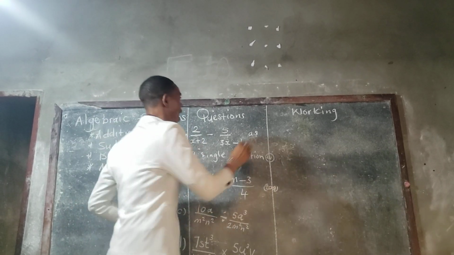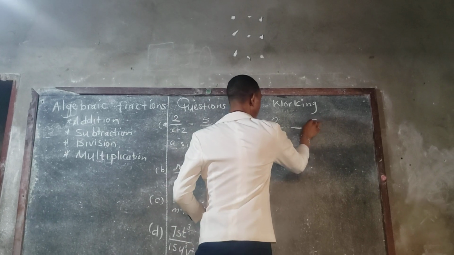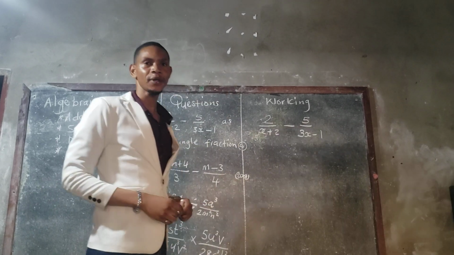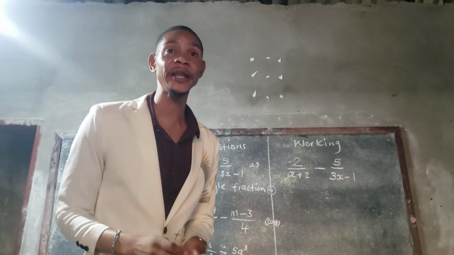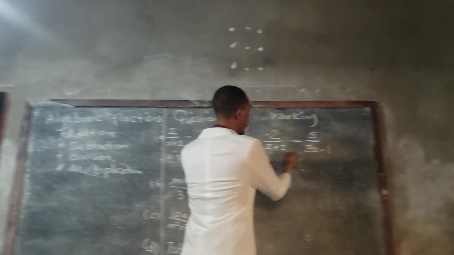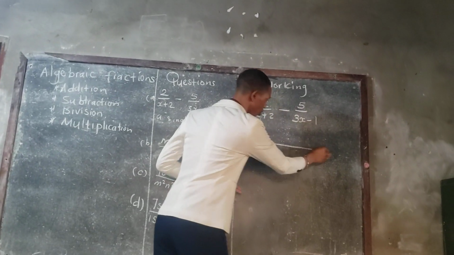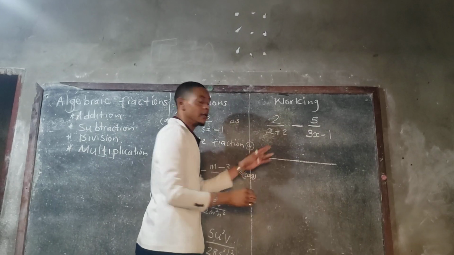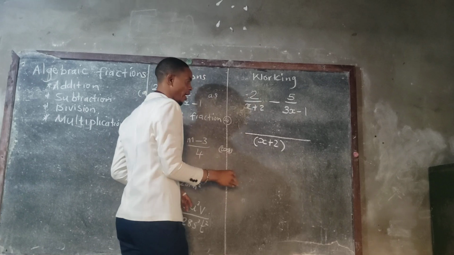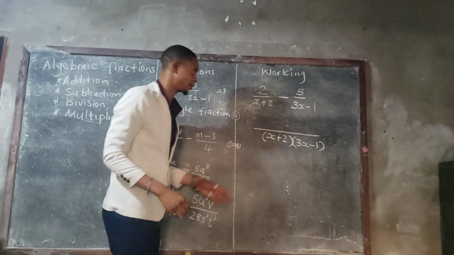Here, I have 2 over x plus 2 subtract 5 over 3x minus 1. The first thing that we have to do here, we have to find the common denominator. The common denominator is found by multiplying the 2 denominators. So, in this case, I'll just draw an overline and then bring my denominators, multiply my denominators as (x plus 2), close the bracket, and then bring again the other one, (3x minus 1), close the bracket. Now, this is how you write.